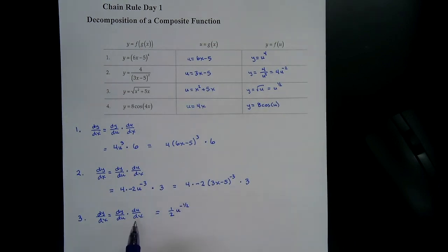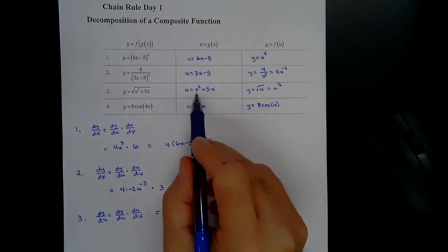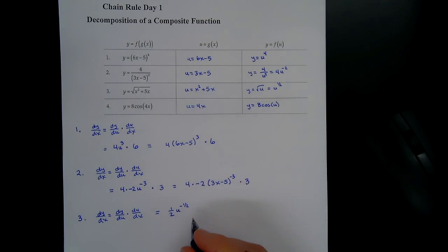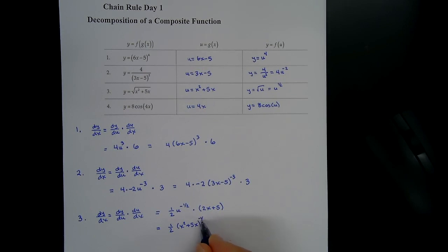And then the derivative of u with respect to x would be 2x plus 5. So times 2x plus 5. Okay, and then this becomes 1/2 times u, which is x squared plus 5x raised to the -1/2 times 2x plus 5.